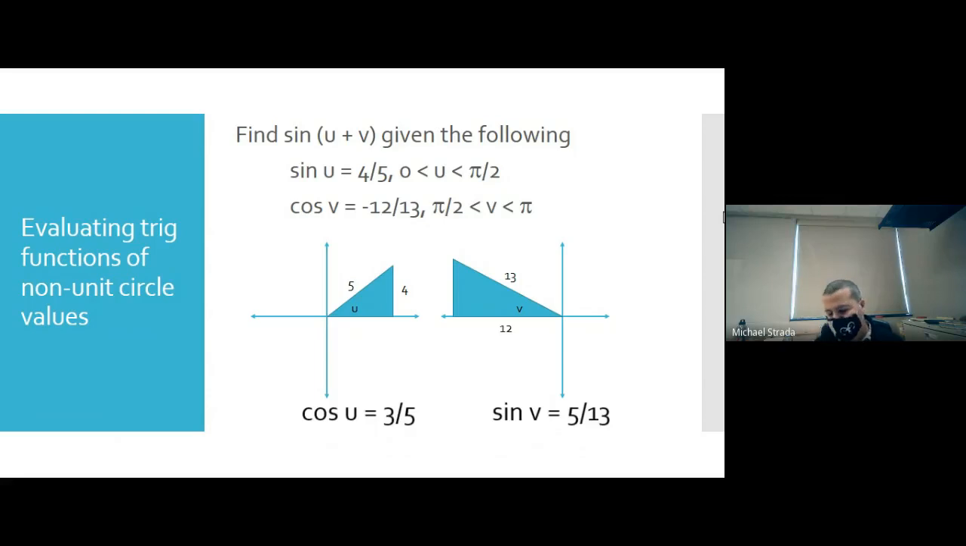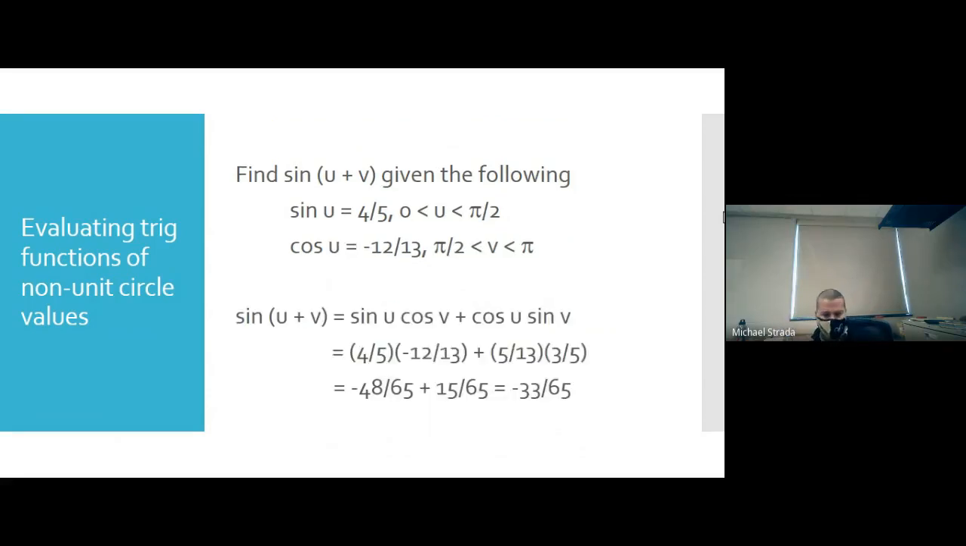All right. And then from there, it's exactly what you did before. So the sine of u plus v is sine u cosine v plus cosine u sine v. The sine of u is 4 over 5. The cosine of v is negative 12 over 13. Plus the cosine u times sine v. Cosine u was 3 over 5 we found, and the sine of v is 5 over 13. So one of them they're going to give you. You use that to get the other one.